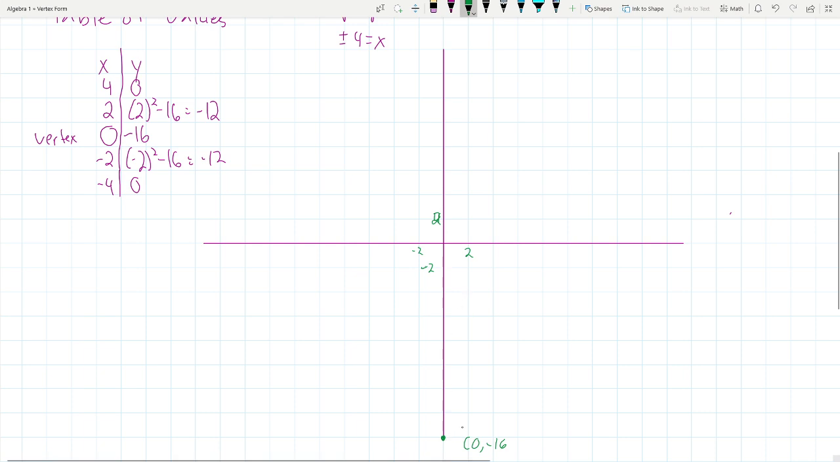At 2, I'm at negative 12, so 14, 12. And at negative 4, I'm at 0. And so it goes up, like so. And it goes up, like so. And label these. Negative 2, oops, that's a positive 2. Negative 12. Negative 2, negative 12. Negative 4, 0. 4, 0.